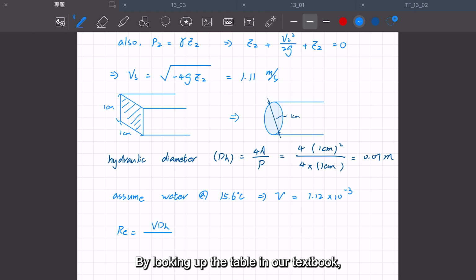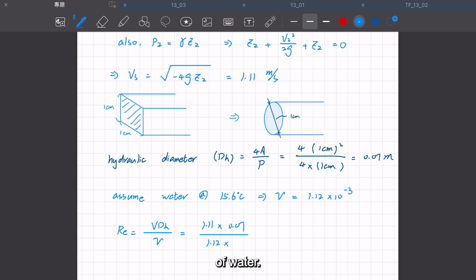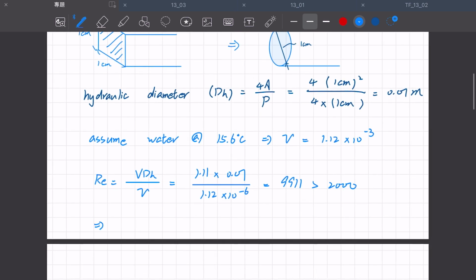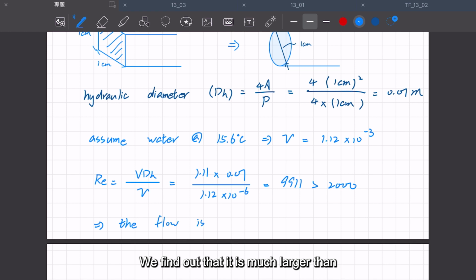By looking up the table in our textbook, we can acquire the kinematic viscosity of water. After that, we can calculate the Reynolds number. We find out that it is much larger than 2000, so the flow is turbulent.